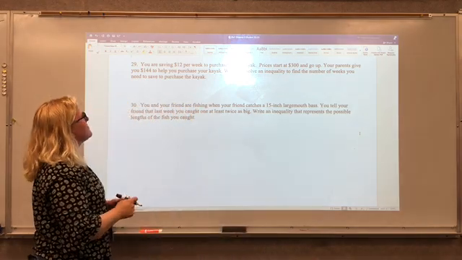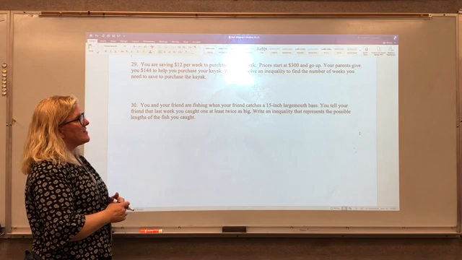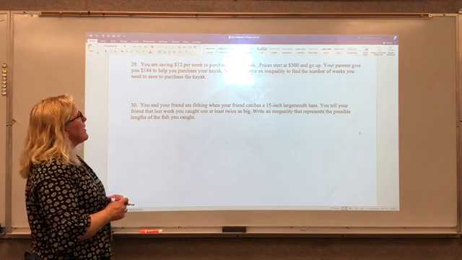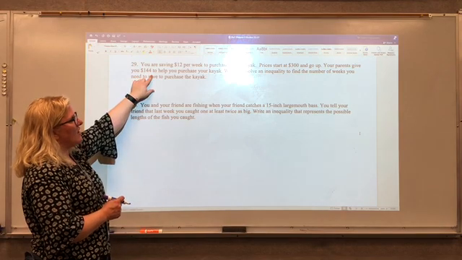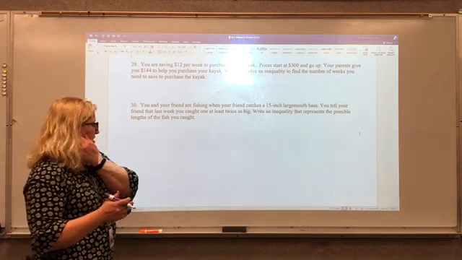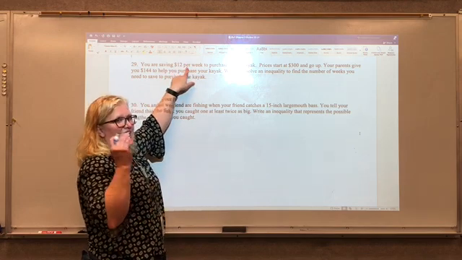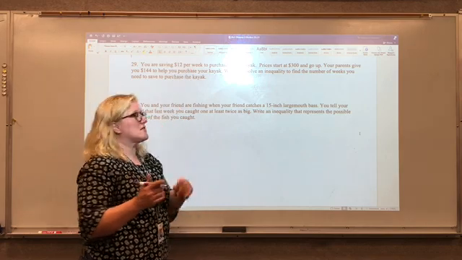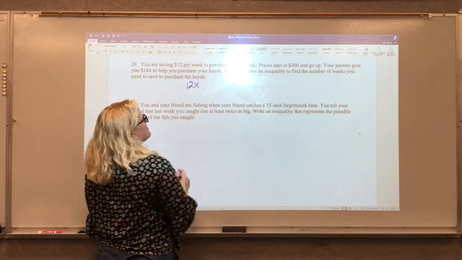You are saving $12 per week to purchase a new kayak. Prices start at $300 and go up. Your parents give you $144 to help you purchase your kayak. Write and solve an inequality to find the number of weeks you need to save to purchase the kayak. Remember whenever you see the word per, 99 times out of 100, that's the number that goes along with your x.